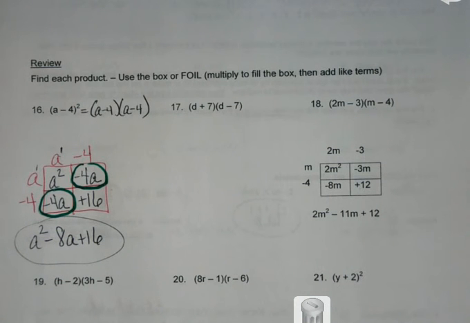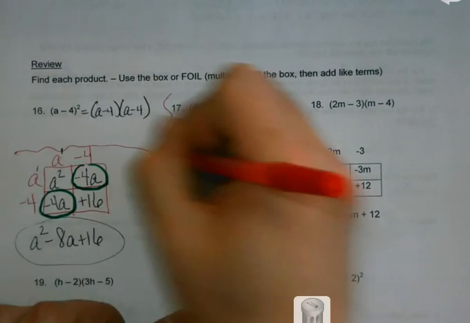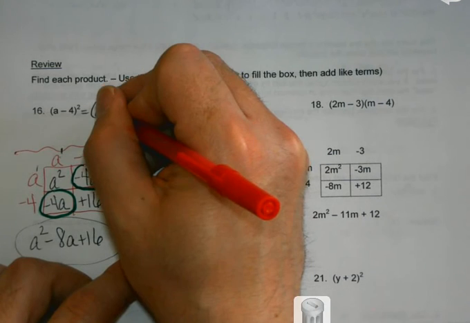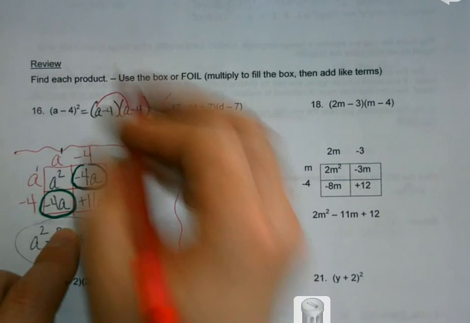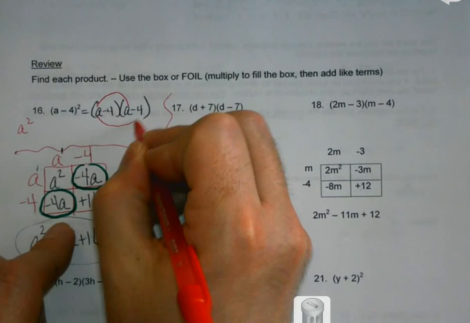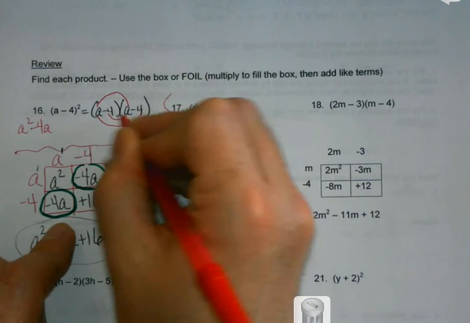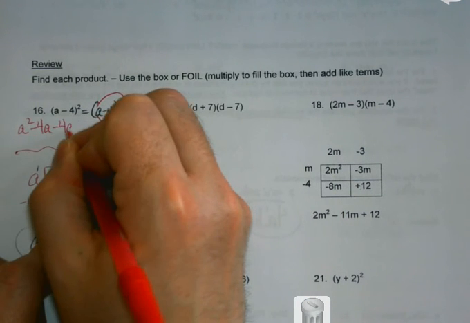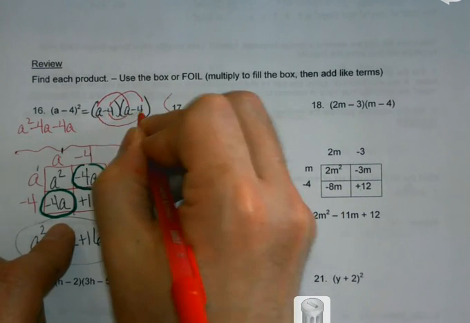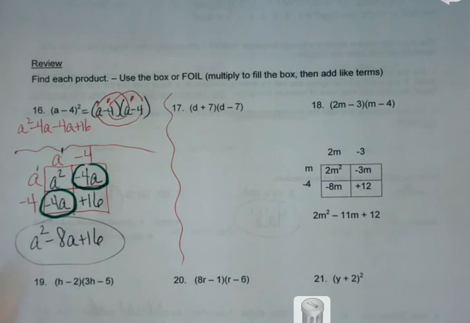Now, if you're not a fan of the box, and not everybody is, here's your other option. Now you're going to get the same answer at the end. Some of you just like looking at it and going, okay, here's my first terms, a times a, so that's a squared. And then a times negative 4 is negative 4a. And negative 4 times a is negative 4a. And negative 4 times negative 4 is 16. And again, I know I've covered everything when my little smiley faced guy shows up.